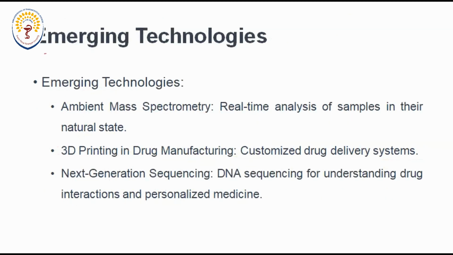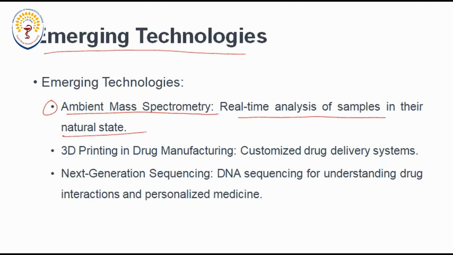Now, what are the emerging technologies? The new emerging technologies are like ambient mass spectrometry. We are performing real-time analysis of the sample in its natural state. We don't have to extract the sample. Say, for example, if a drug molecule is a bioconstituent in a plant leaf, we don't have to extract it out and check its mass. We can directly use the leaf. We are just doing the real-time analysis.